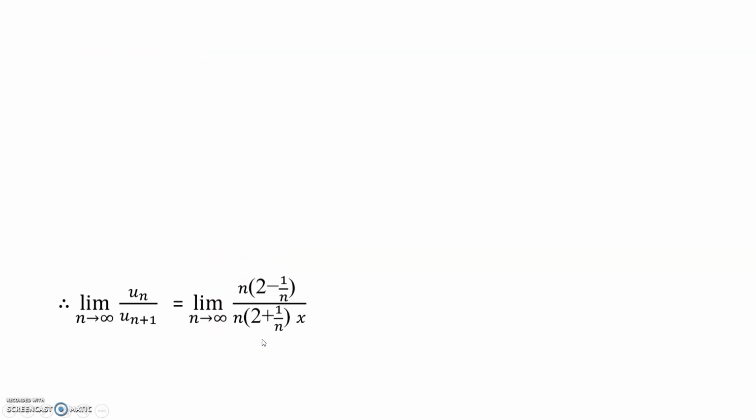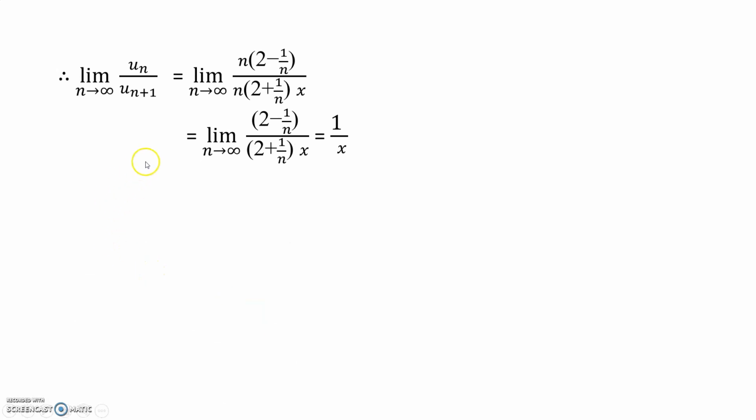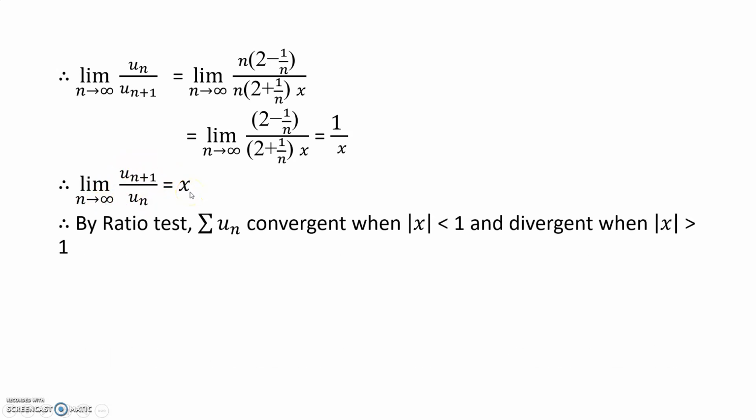So now apply the limit n tends to infinity, un by un plus 1 equals limit n tends to infinity. So here also n will cancel. Now apply the limit n tends to infinity. So 2 by 2, that is 1, 1 by x. So now we have to check. If you take the reciprocal, limit n tends to infinity, un plus 1 by un is equal to x. By ratio test, summation un is convergent when x is less than 1.